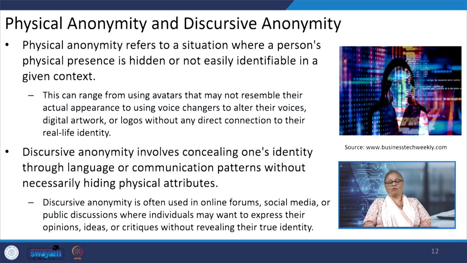Discursive anonymity involves concealing one's identity through language or communication patterns without necessarily hiding physical attributes. Discursive anonymity is often used in online forums, social media, or public discussions where individuals may want to express their opinions, ideas, or critiques without revealing their true identity. Both forms of anonymity serve specific purposes. They are utilized in various contexts to safeguard personal information or to enable more candid and open interactions.